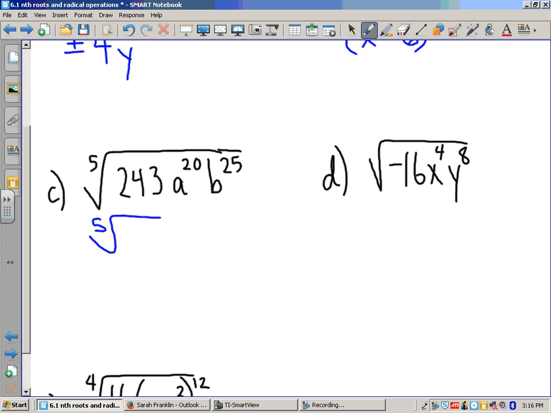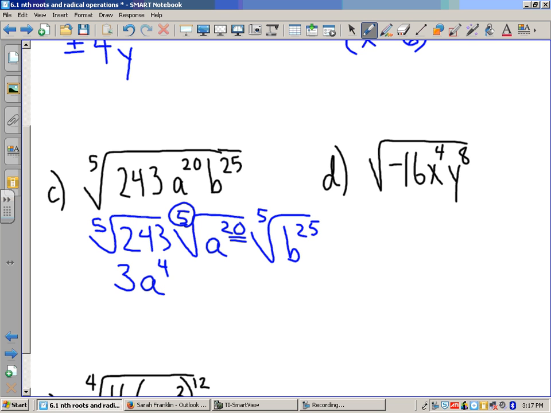Fifth root. Well, put in your calculator if you need to. What is the fifth root of 243? What number times itself 5 times gives you 243? I believe it's 3 without my calculator. Pretty sure. So then I think the fifth root of a to the 20th, right now they're going in there even times. How many times does 5 go into 20? 4 times evenly. Fifth root of b to the 25th. How many times does 5 go in there evenly? B to the 5th. That's my answer. If I took this times itself 5 times, I would get 243, a to the 20th, b to the 25th.